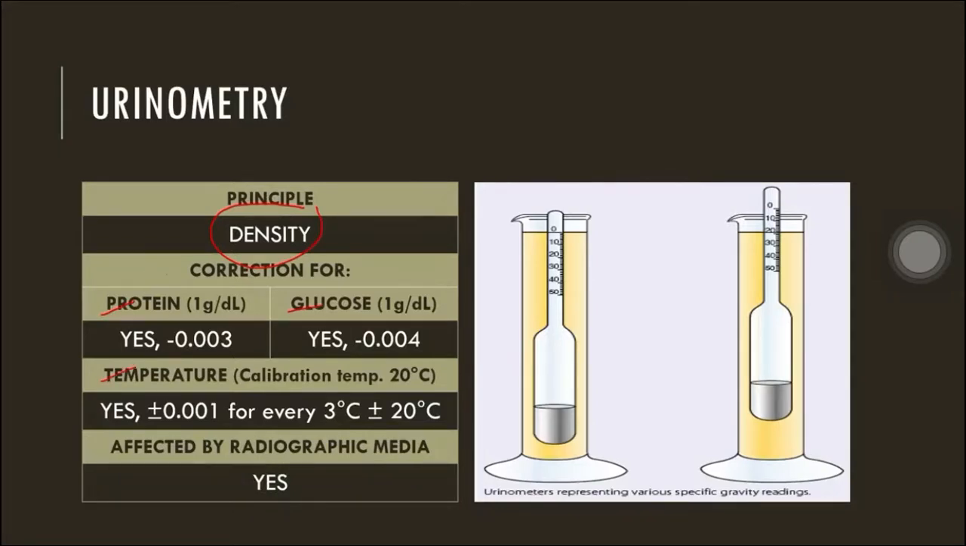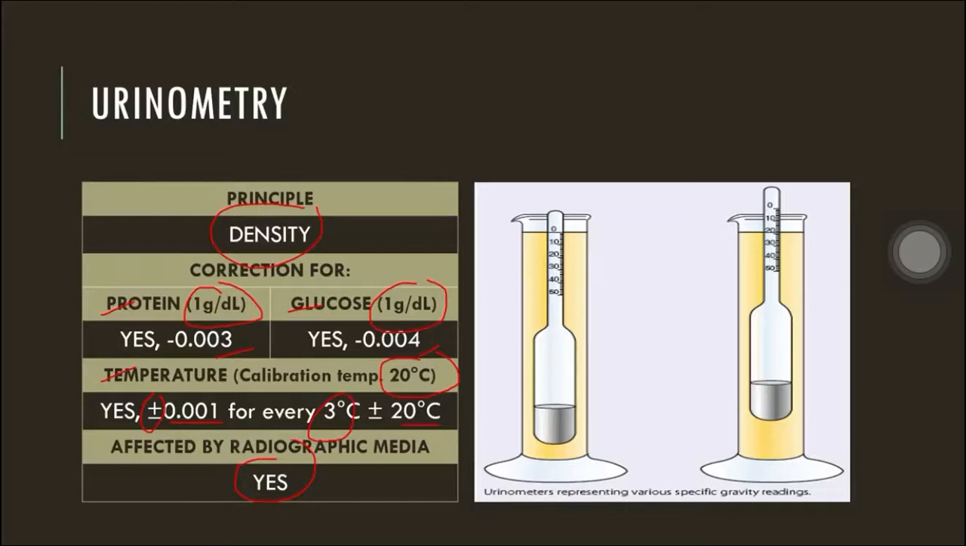Okay, for protein, for every 1 gram per deciliter of protein in the specimen, you need to subtract 0.003. For glucose naman, for every 1 gram per deciliter, you need to subtract 0.004 in the specimen. Okay, for temperature, take note that ang calibration temp natin dito, 20 degrees Celsius. So, dyan tayo magbe-base ng changes. So, ano yung correcting factor natin dito for temperature? So you need to add or subtract 0.001 for every 3 degrees Celsius above or below the calibration temp. Okay, so aside from that, urinometry is also affected by radiographic contrast media.